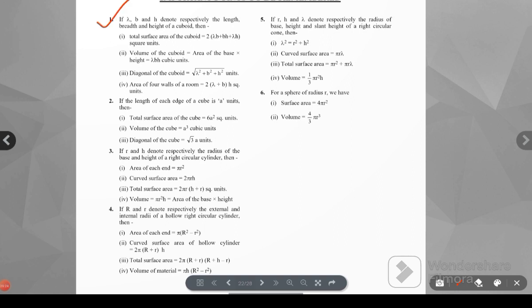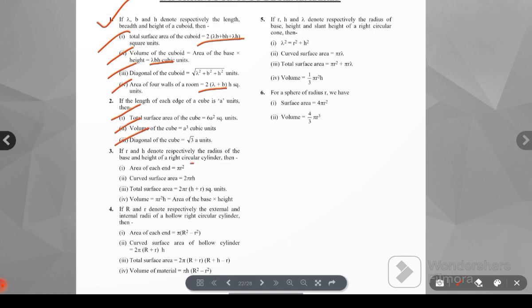The first one, the cuboid: total surface area 2 into (LH plus BH plus LB), volume LBH. Here H is what they have taken. Diagonal is root of L square plus B square plus H square. Area of the four walls is 2 into perimeter into height. Okay, and then for the cube: 6 A square, volume A cube, and diagonal root 3 A.